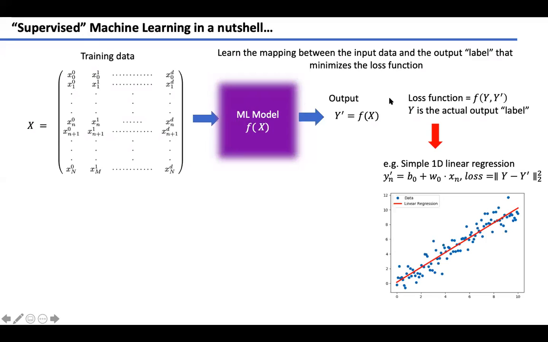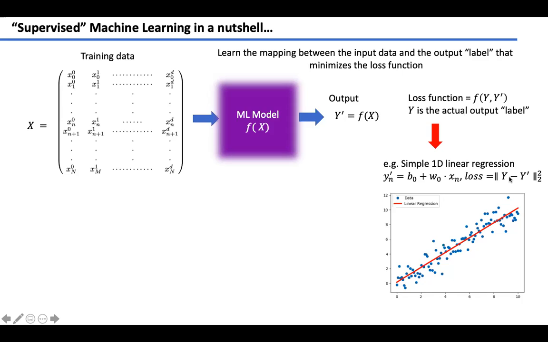And this loss function is application dependent. For example, if our task is linear regression, then the norm 2 of the difference between the predicted and the real label could be a good function to use. If we are doing image classification, then cross entropy could be a good function to use.